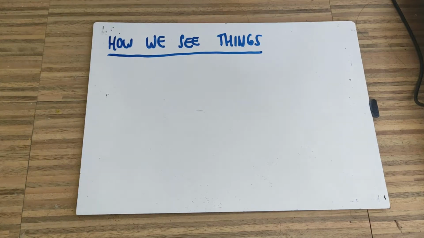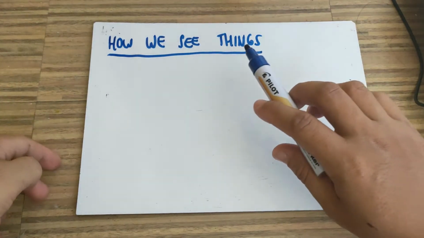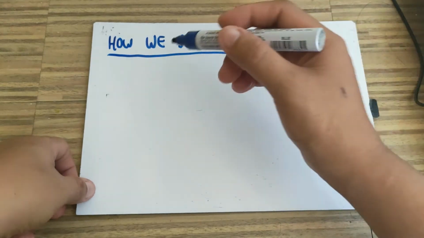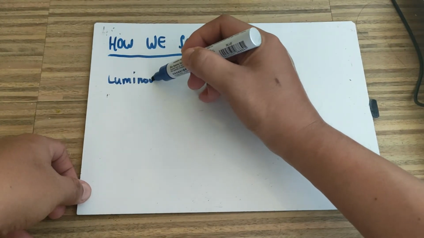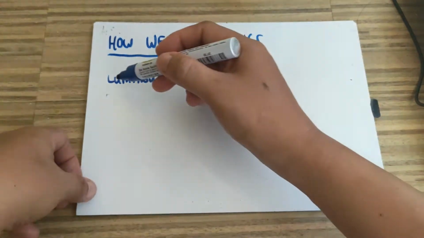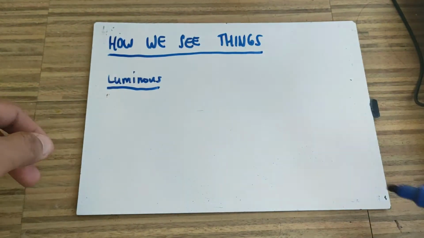So how do we see things? When we say things, we mean objects. And again, there are two types of objects. One type is the luminous type. So when we have a luminous type of object, this is very easy.